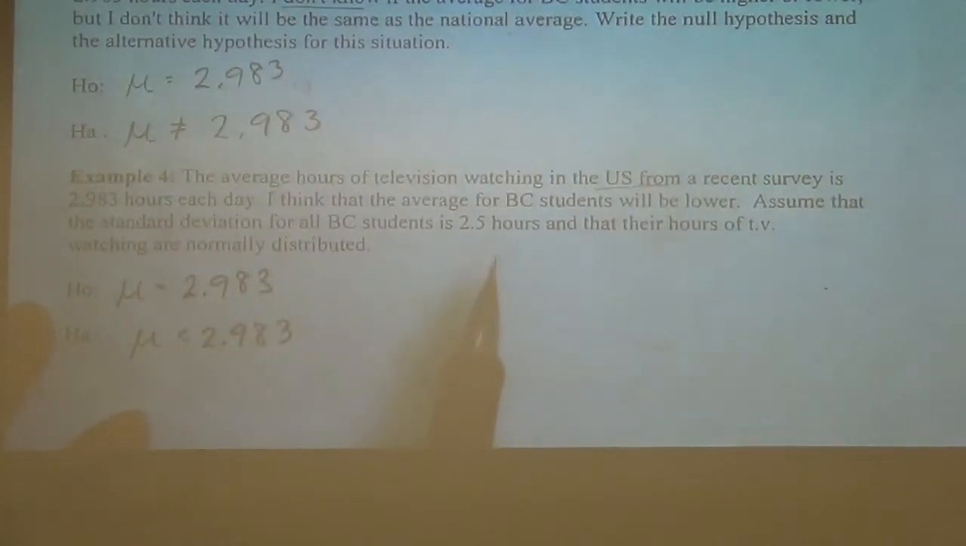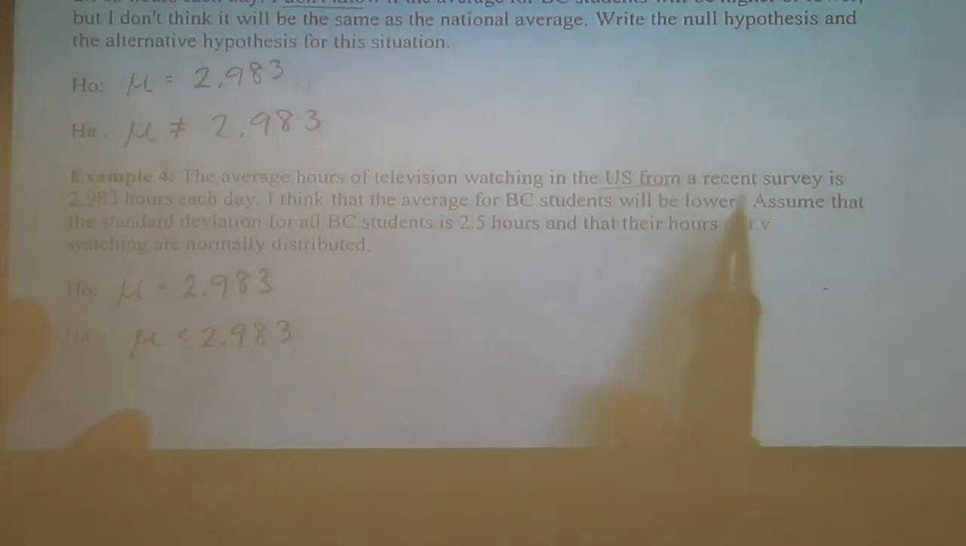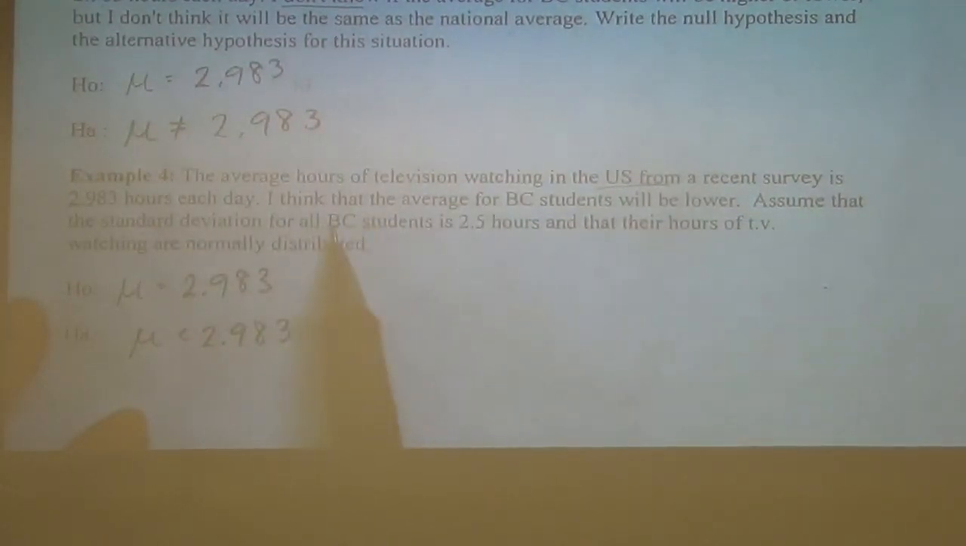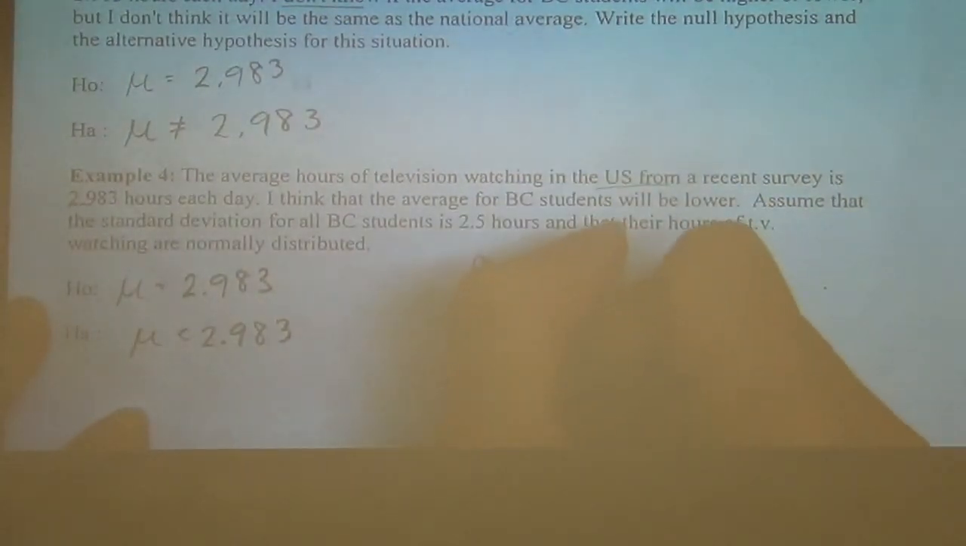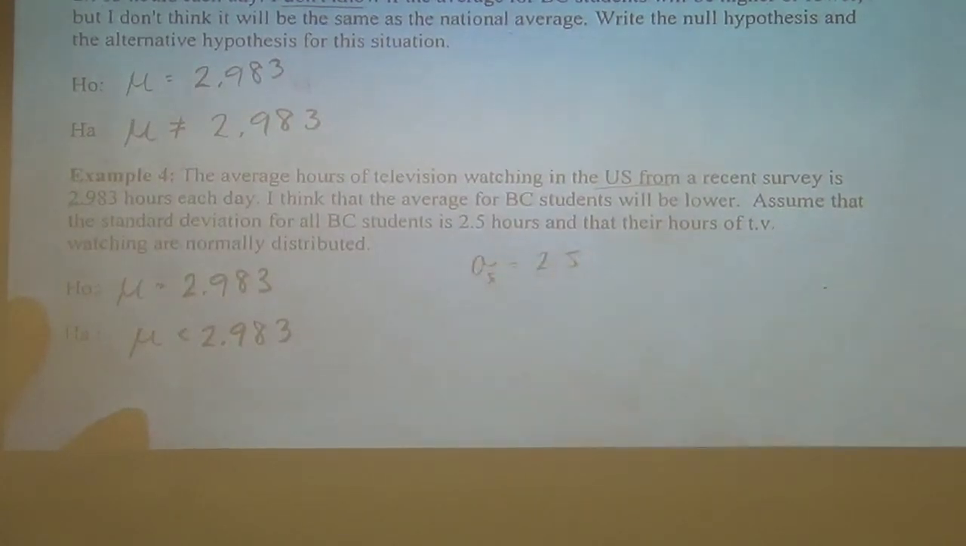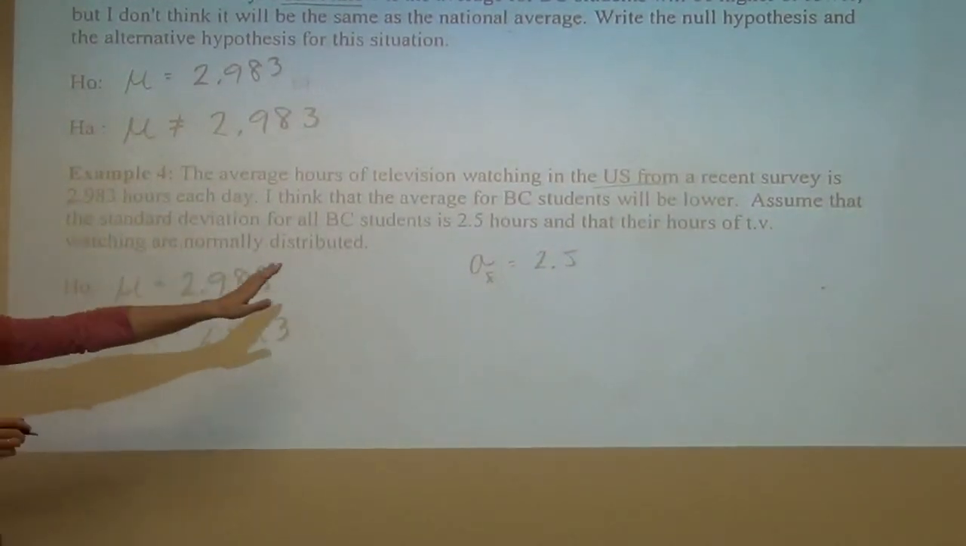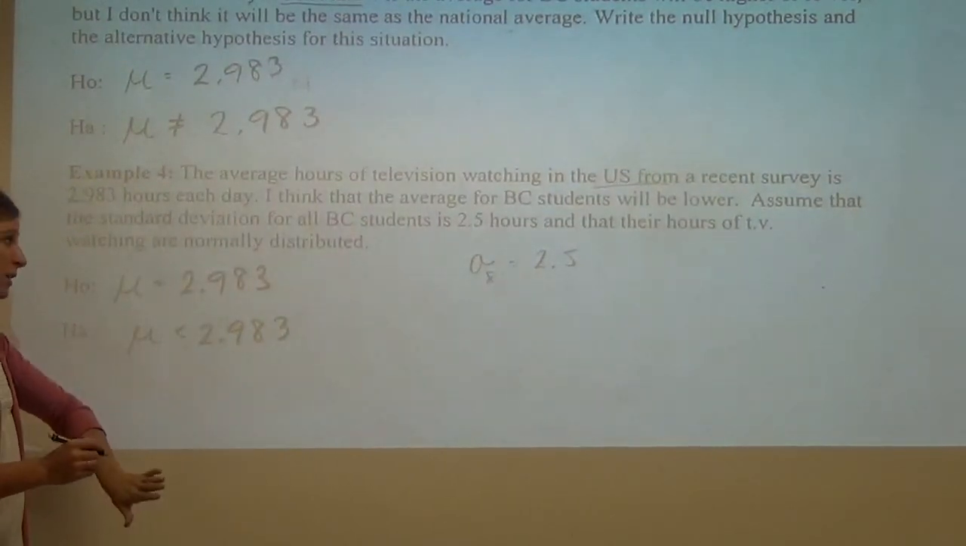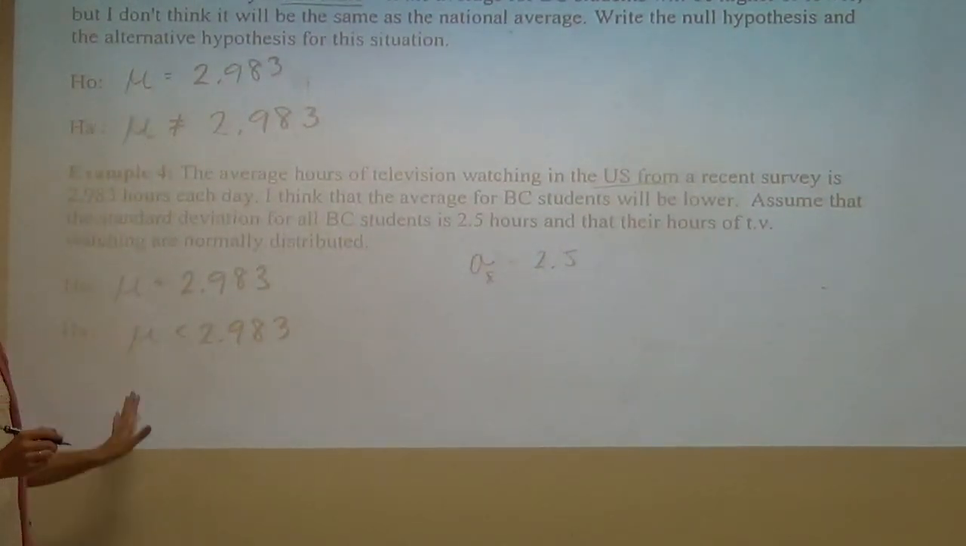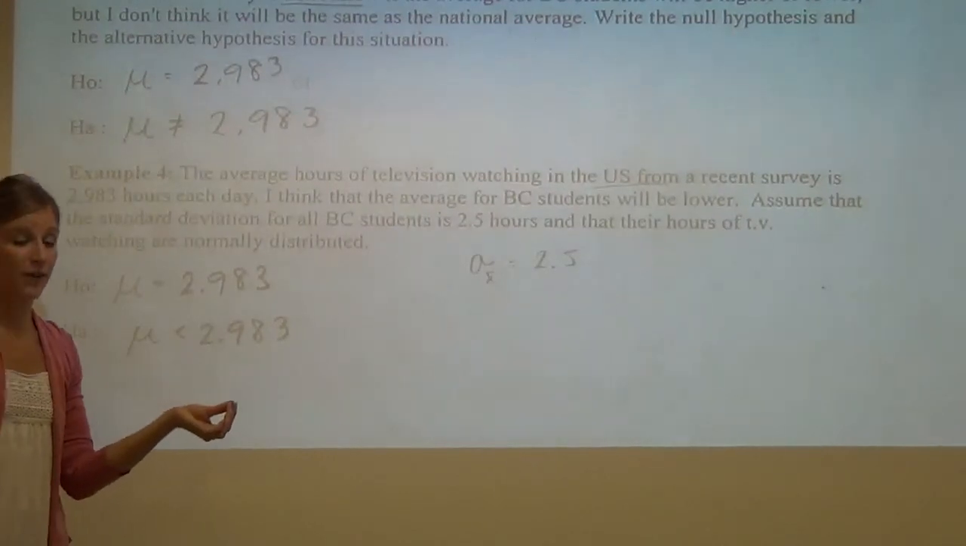But here, notice they give us more information. It says assume that the standard deviation for all BC students is 2.5. So what that means is sigma of X bar is going to be 2.5. And their hours of TV watching are normally distributed. All right, so this gave us more information, and eventually we're going to take this information and use it for our calculations. But for now, we're just focusing on forming our null and alternative hypotheses.